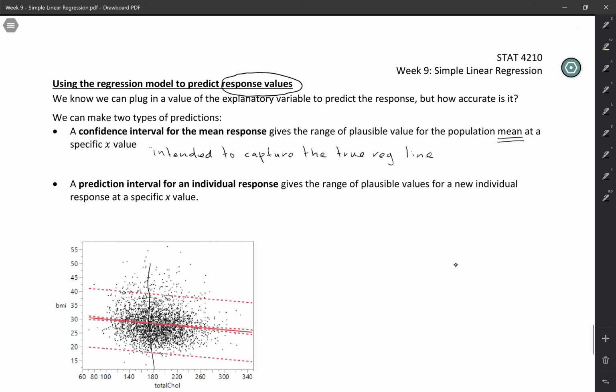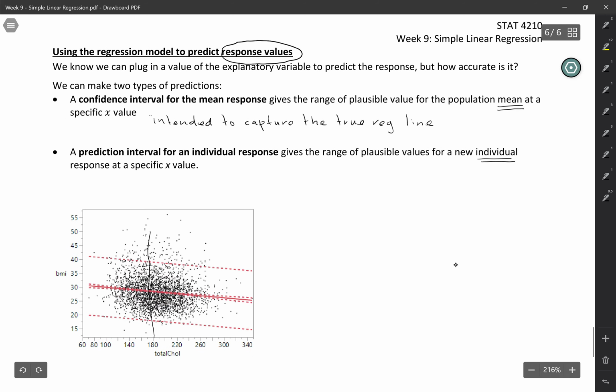We can also do a prediction interval for an individual response. So instead of trying to capture the mean, this gives the range of plausible values for a new individual response at a specific x value. So going back to that cholesterol of 180, now we're not looking for the mean BMI, now we're looking for the whole range of BMI values at that particular x. So when you're talking about a prediction interval, it's intended to capture most individuals. If you have a 95% prediction interval, you're hoping to capture 95% of the individual data points at that x.